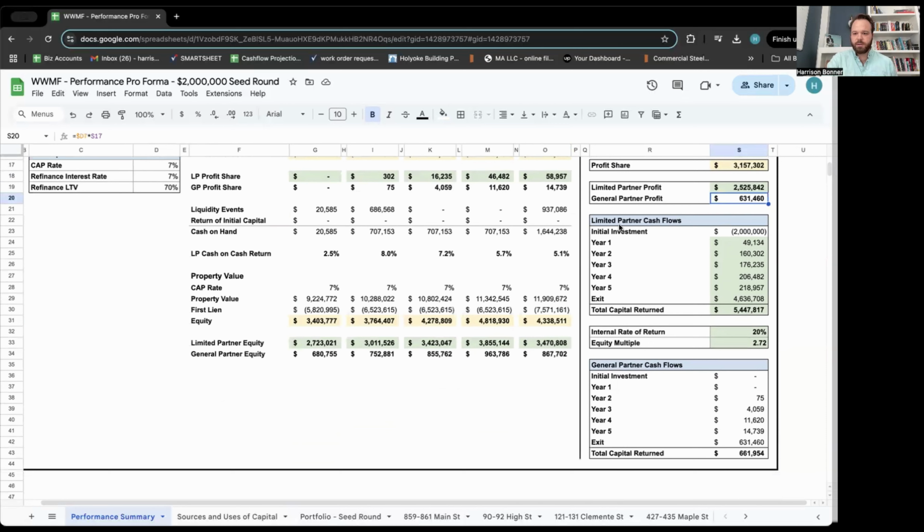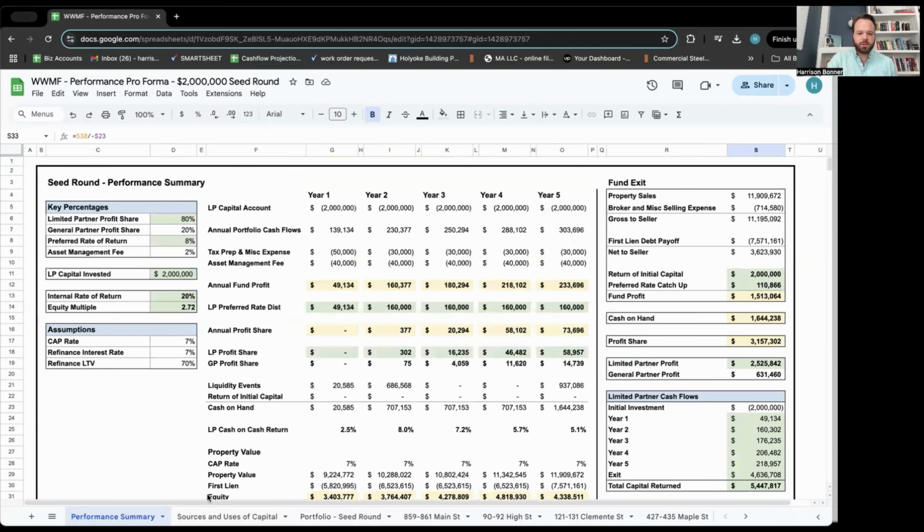And here we have our table of cash flows. So we have an initial investment, cash flows to limited partners over the years, and then the exit. Obviously, a larger windfall at the exit when the properties sell. And that is used to determine our internal rate of return and our equity multiple.